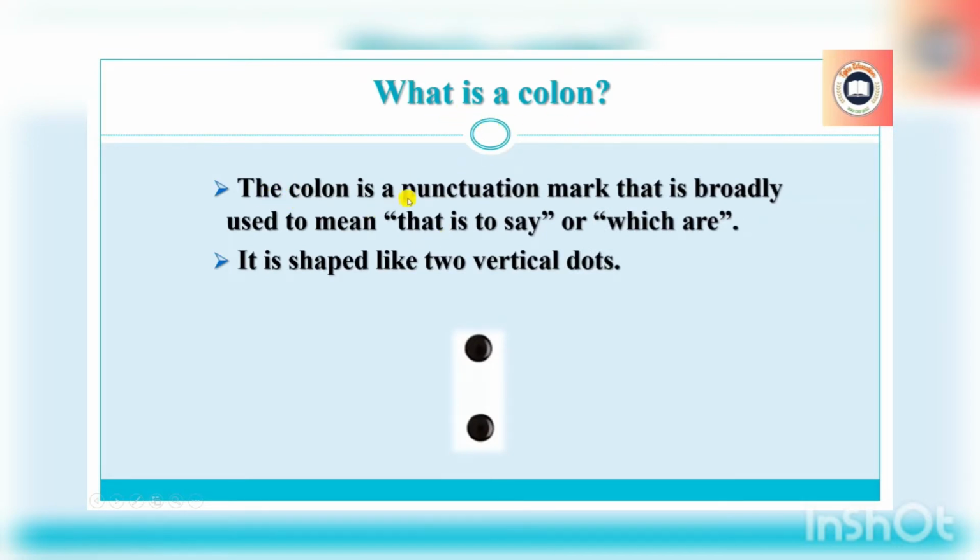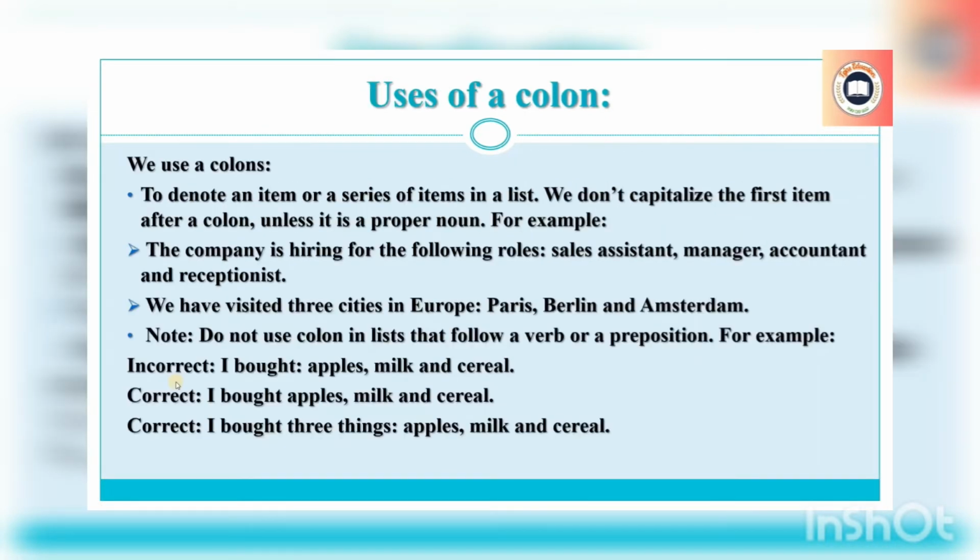The colon is a punctuation mark that is broadly used to mean, that is to say, or which are. So you can now imagine, whenever you see a colon in a sentence, it is used to mean that is to say or which are. And I'm sure you all know very well that a colon looks like two vertical dots. It is shaped like two vertical dots. So now that we know what is a colon, let's get straight into some of the uses of the colon.